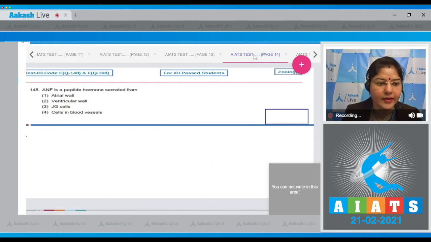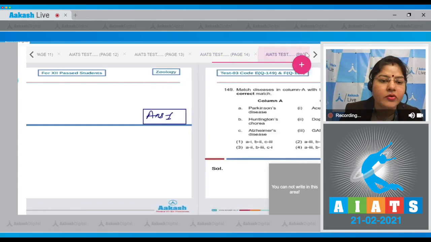Question number 148. ANF is a peptide hormone secreted from, and the options given are atrial wall, ventricular wall, JG cells, and cells in blood vessels. ANF is released from atrial wall in response to high blood pressure, and its function is to decrease blood pressure. ANF decreases blood pressure by two ways: by causing vasodilation and by causing natriuresis. So correct answer to this question is option number 1. Let's move on to the next question.